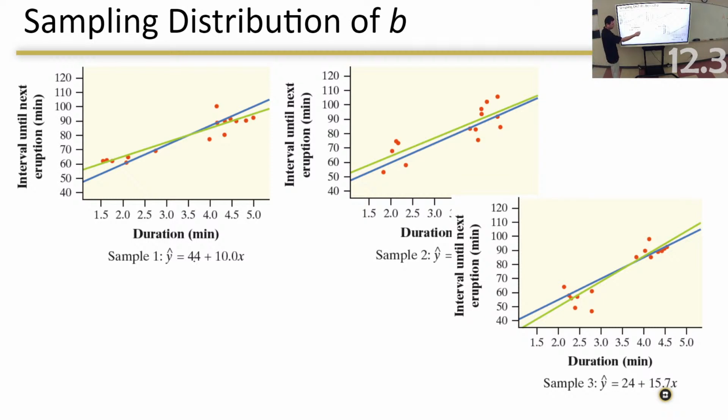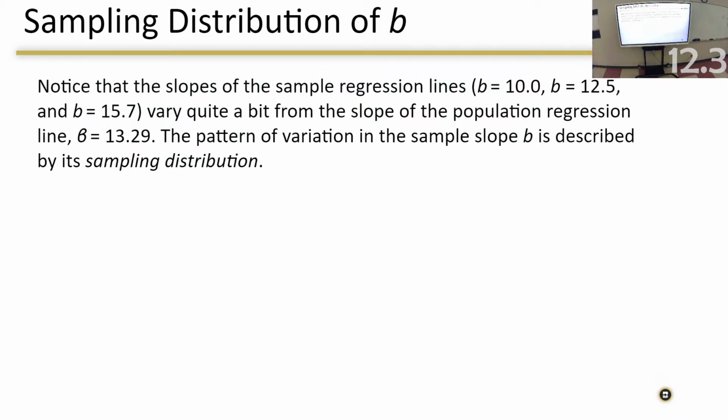Again, we have a y-intercept and a slope, and they're all a little bit different. Notice that the slopes of the regression lines were 10, 12.5, and 15.7. I didn't notice that at first, but now notice it. They vary quite a bit from the actual slope of the population, which is 13.29. Some of them are a lot closer. That 12.5 is actually closer. The 10 is further. Sometimes we get closer, sometimes we get further.